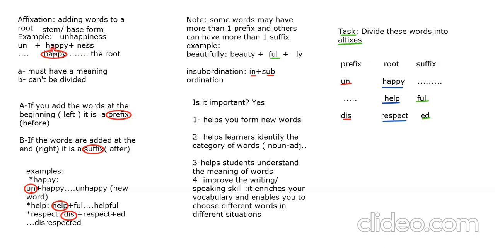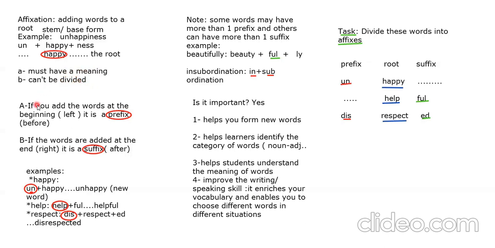So how do we know that this is the base form? When we remove the prefix and remove the suffix, the part of the word which is left here, we call it the root. And this root must have a meaning. This is one. And number two, it cannot be divided. It's very important here. It must have a meaning and it cannot be divided.